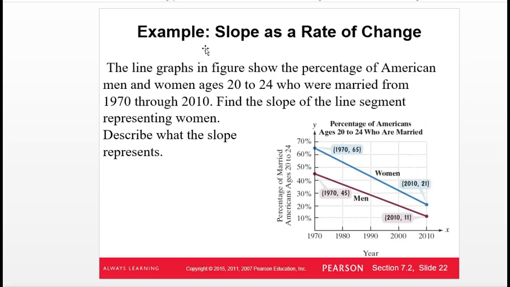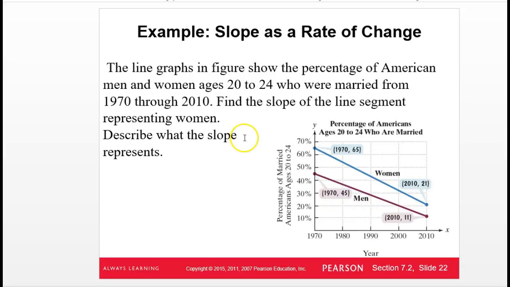Alright, so here's an example of that. So this graph, if you look down here, we've got years, and here we've got the percentage of married Americans in their 20s. So in the 70s, not quite half of men were married, but almost 2/3 of women were married in their 20s. And over time, we see that's decreased. In 2010, for men, it's only 11%, and women, it's only 21%. Much, much lower for both than it used to be.